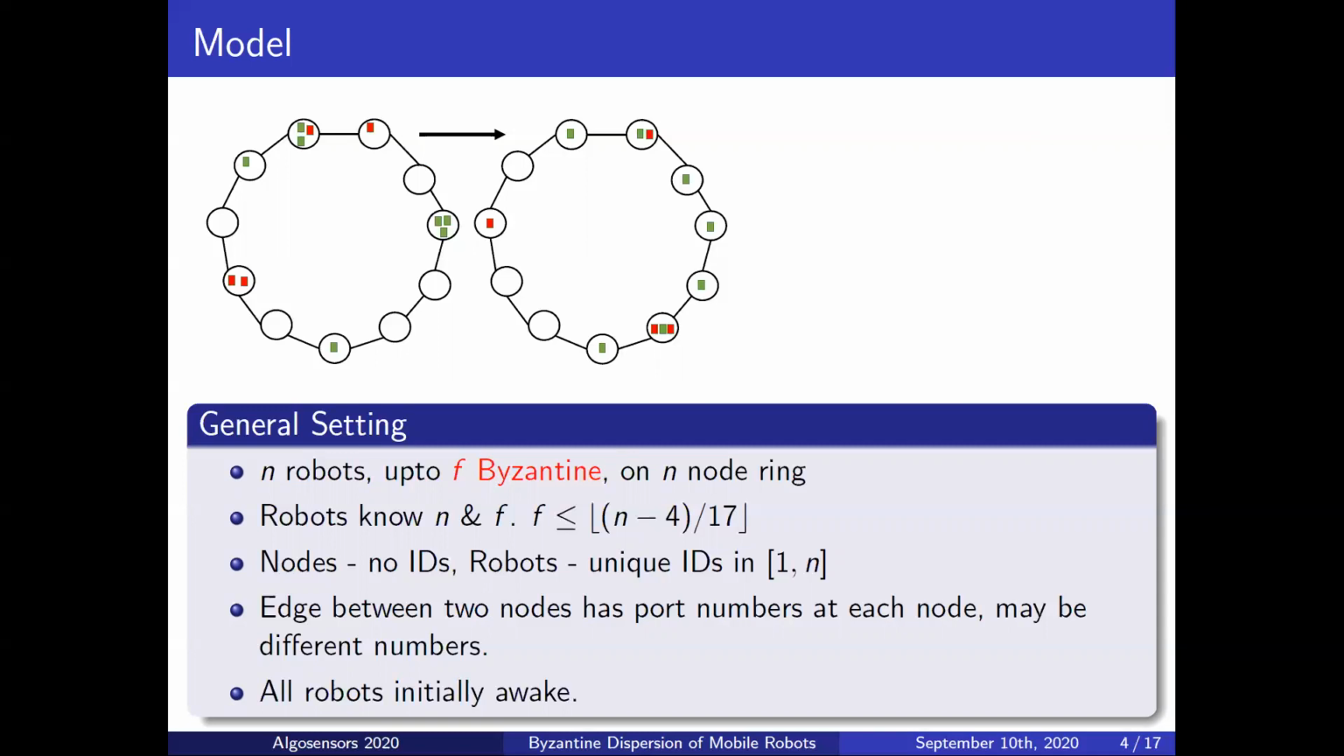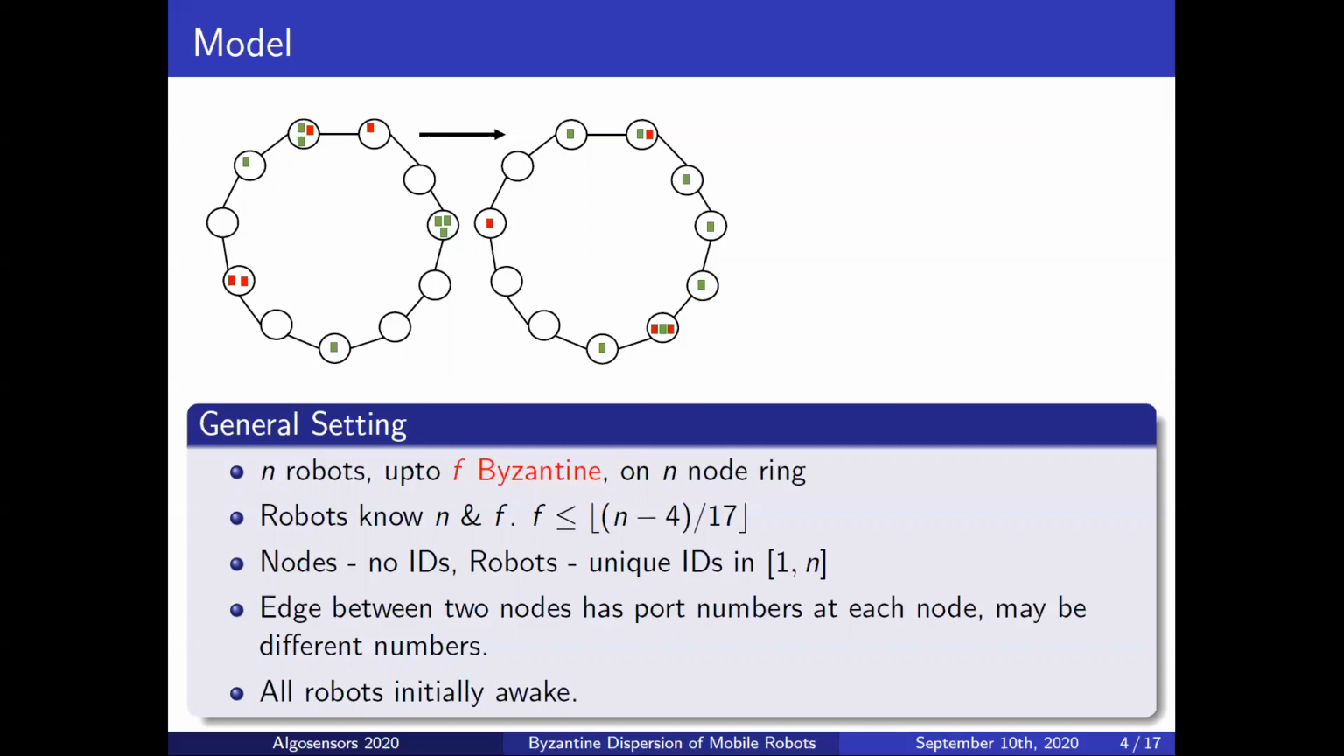Now, the nodes do not have any IDs or identifying marks, but the robots have unique IDs taken from the range 1 to n. That is, there are n robots. Each of them has a unique ID, and it's from 1 to n. Now, between two nodes, each edge has port numbers corresponding to each of those nodes.